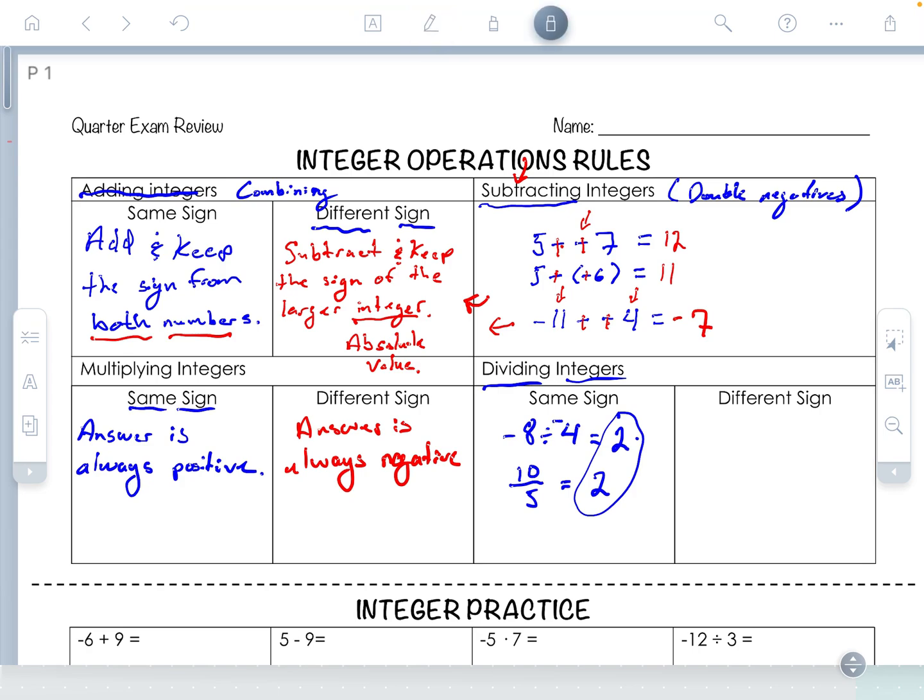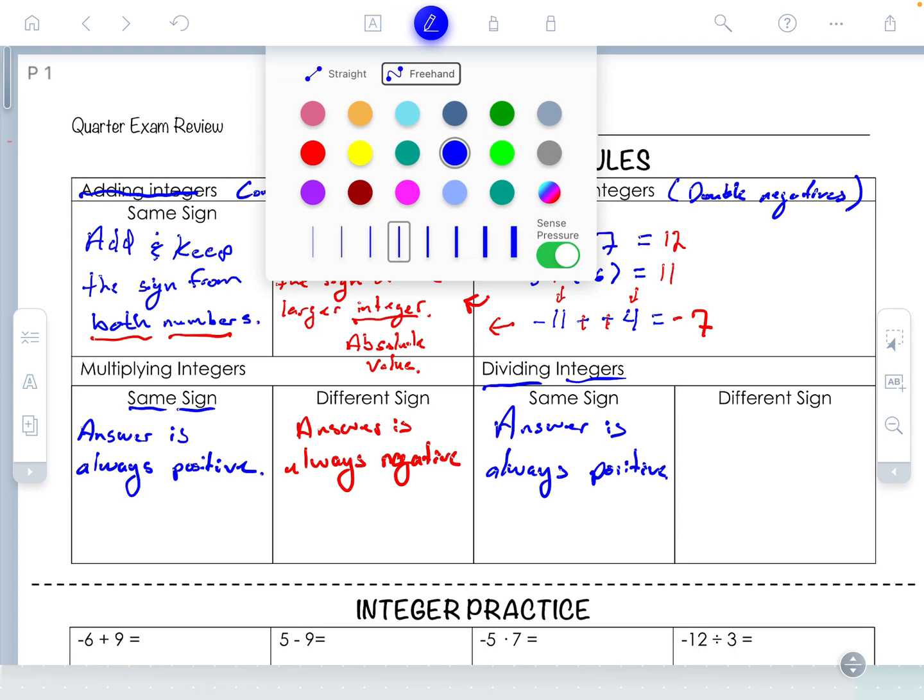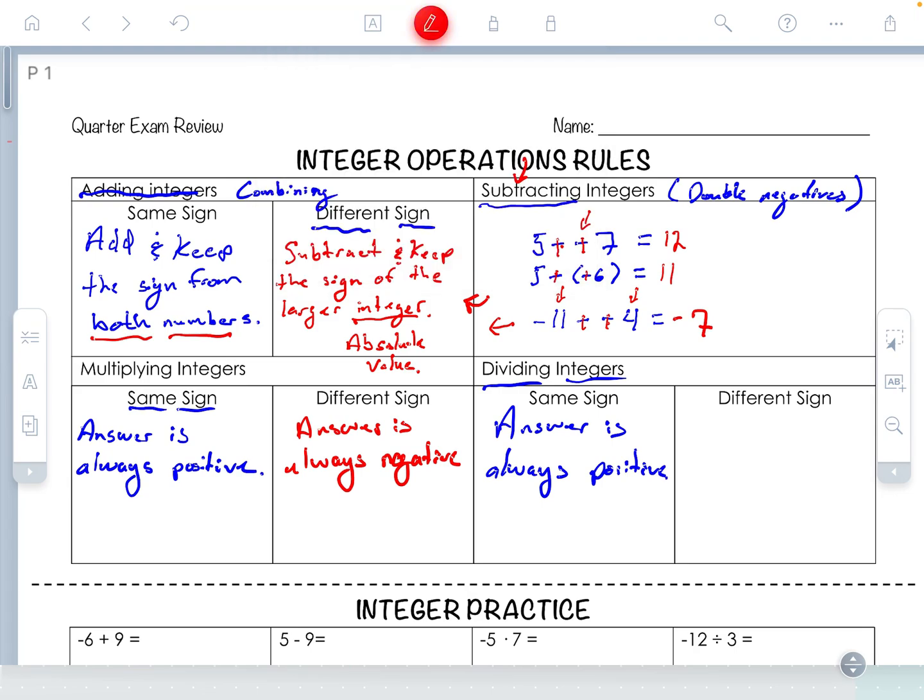So what is the rule, Mr. Groves? It's the same rule as multiplication. 100%, whoever is talking in my head. Anyway, answer is always positive. And then you're probably going like, well, if that's the answer there, we can kind of make a guess at what's going on in the next box over here.